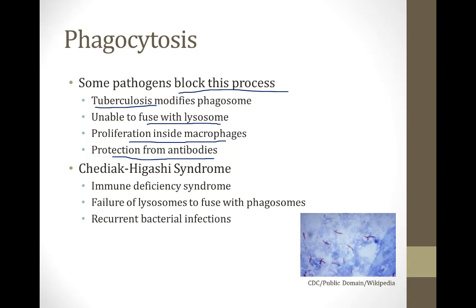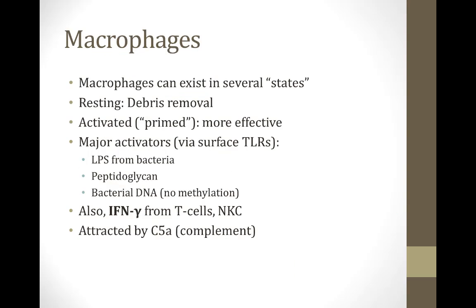There is also a rare immune deficiency syndrome called Chediak-Higashi syndrome, which results in failure of lysosomes to fuse with phagosomes, and children who are born with this rare immune deficiency have recurrent bacterial infections. Macrophages can exist in several states. In the resting state, the function they perform is debris removal. They circulate through tissues and pick up dead and dying cellular tissue from the human body.